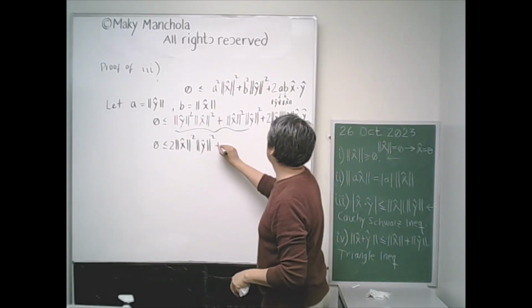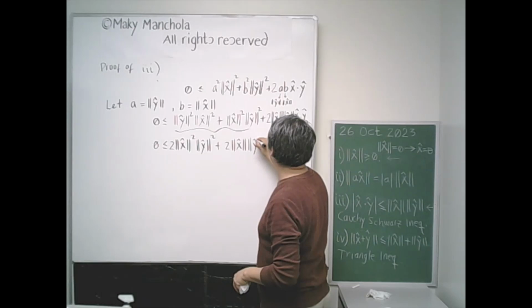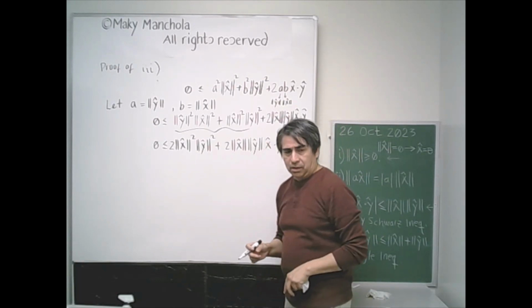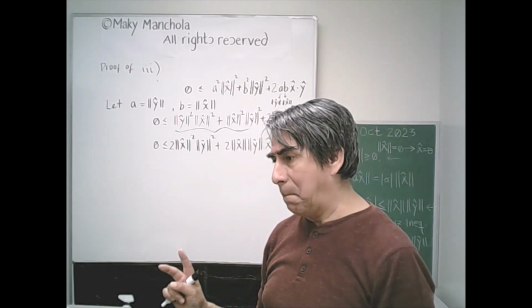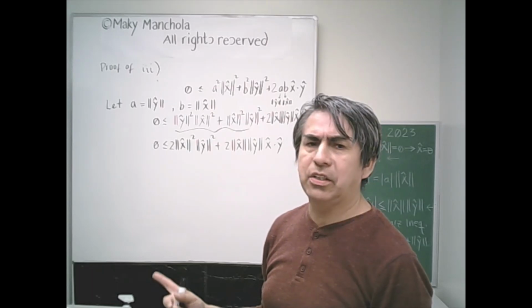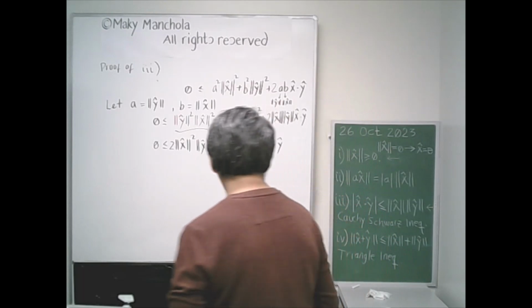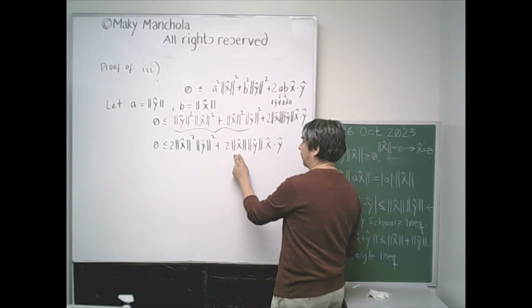And then plus 2 times the norm of x hat multiplied by the norm of y hat times the dot product of x hat and y hat. Now, let's make the assumption that neither the norm of x hat nor of y hat is 0. Then I can divide both sides by the norm of x hat times the norm of y hat.